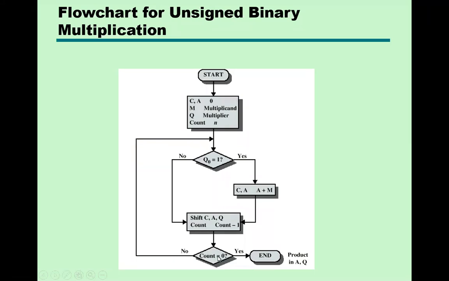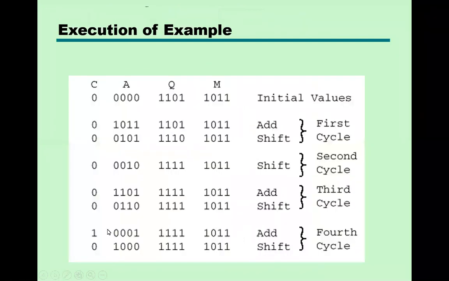Always this count is decremented by 1. If there are 4 bits, the n value would be 4, and it is always decremented by 1. Finally it goes to 0 and then ends. When the execution ends, you get the product in A and Q.